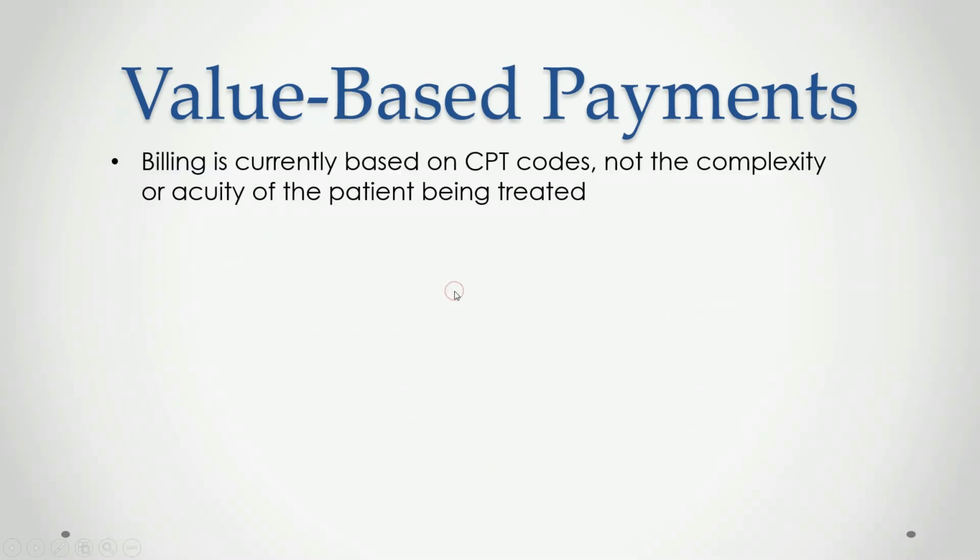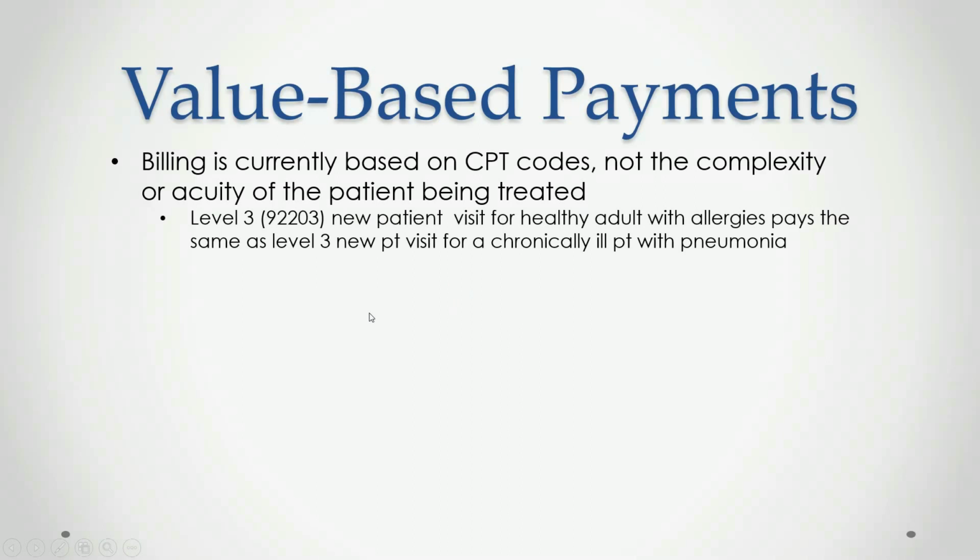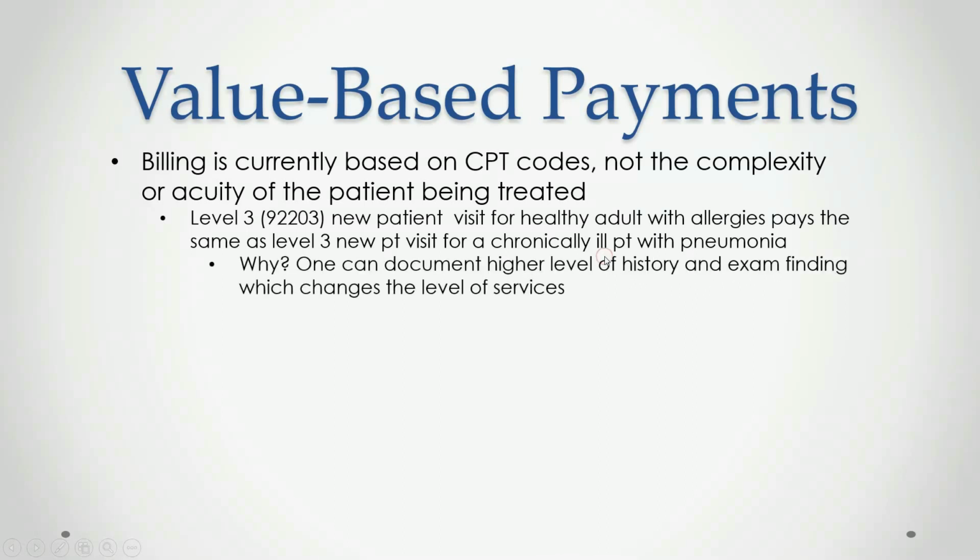So value-based payment is something that most of the payer sources will be switching to. Currently, we are based on CPT codes, which don't really capture the complexity or the acuity of the patient. For example, if you have a level 3 new patient here for a visit for a healthy adult who has allergies, it can technically pay the same as a level 3 new patient who is chronically ill and has acute pneumonia. The reason being is that one can document a higher level of history and exam findings, which can change the level of services.